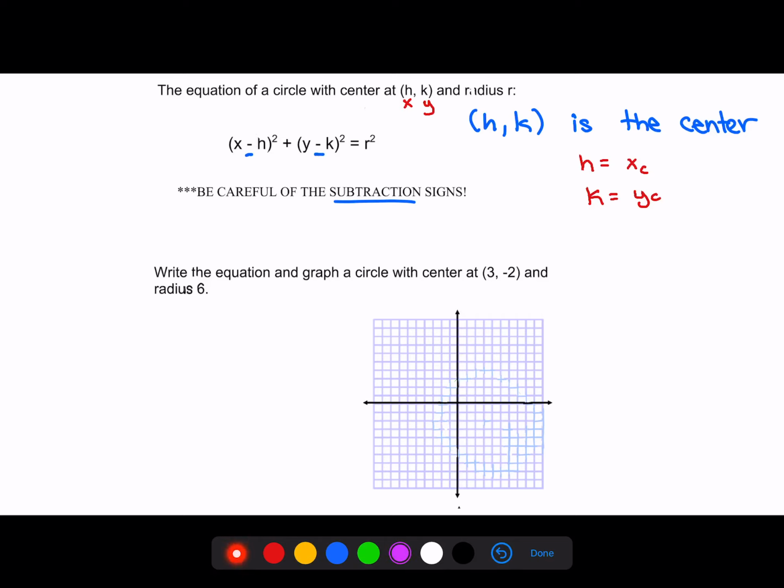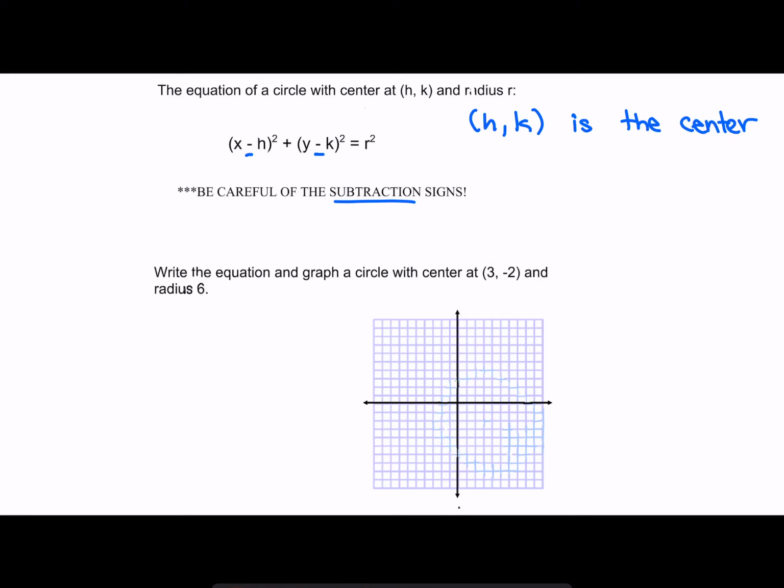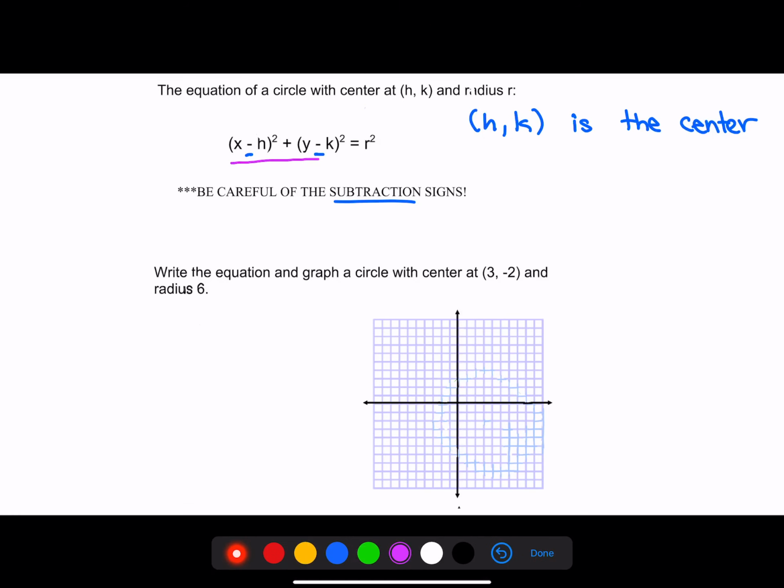All right, so write the equation and graph a circle with center at (3, −2) and radius 6. First off, h is 3, k is −2. If I were to write this with the equation up here: (x − h)² + (y − k)² = r², with h being 3 and k being −2, we end up with (x − 3)² + (y − (−2))² = well, our radius is 6, so 6².